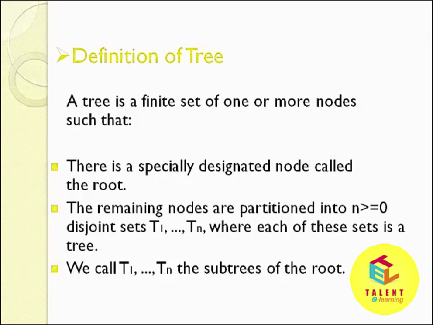A tree is a finite set of one or more nodes such that there is a specially designated node called the root. The remaining nodes are partitioned into n greater or equal to 0 disjoint sets T1, T2 up to Tn, where each of these sets is a tree. We call T1, T2 up to Tn the subtrees of the root.